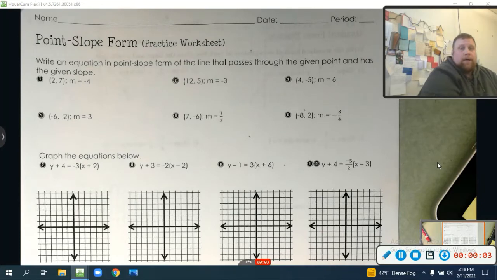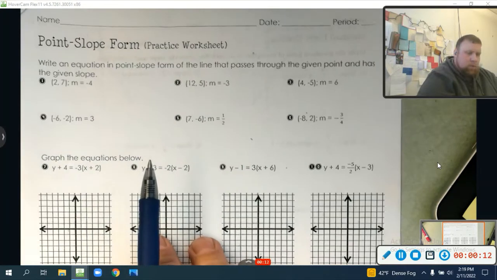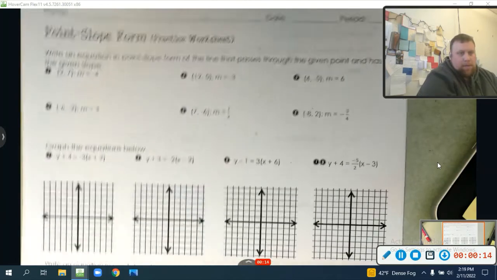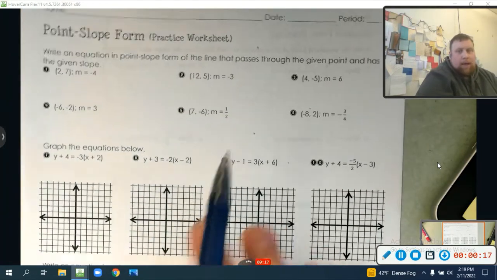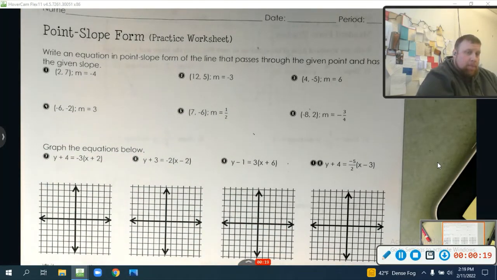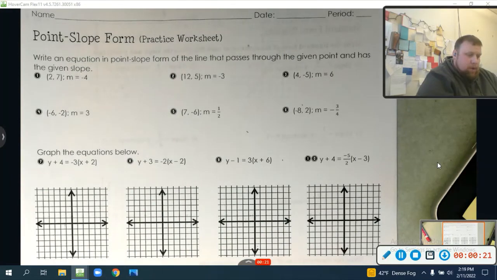All right. Here's our worksheet. I'm just going to work through a couple of these. There is an answer key here in the classroom for you to look at as well, so just keep that in mind. And it'll be online on the Canvas page as well. But here we go. So, point slope form practice worksheet.